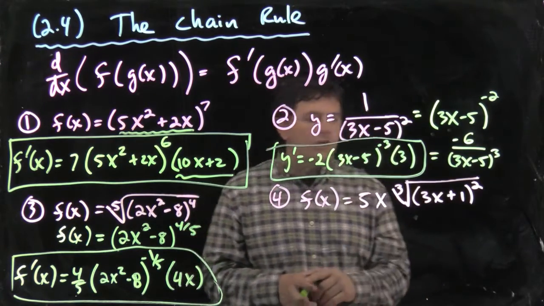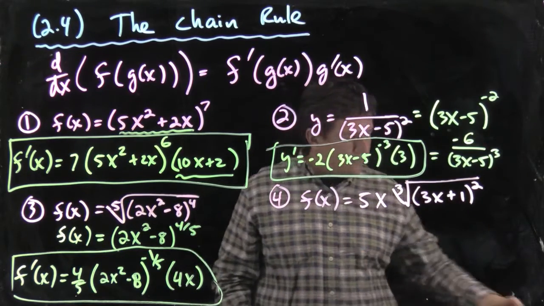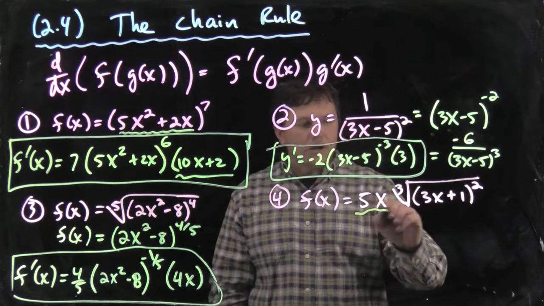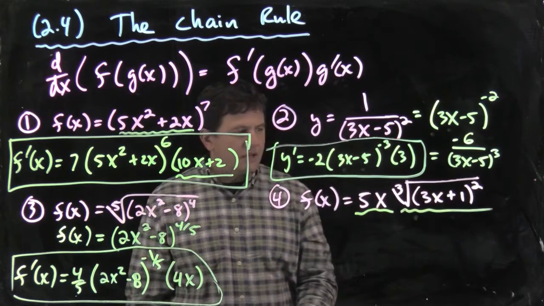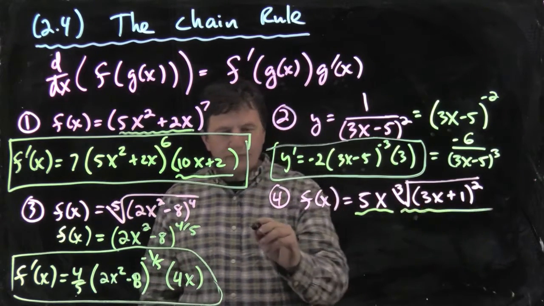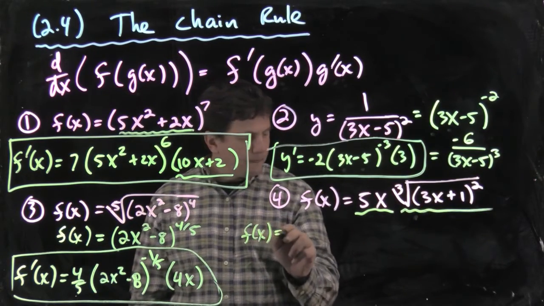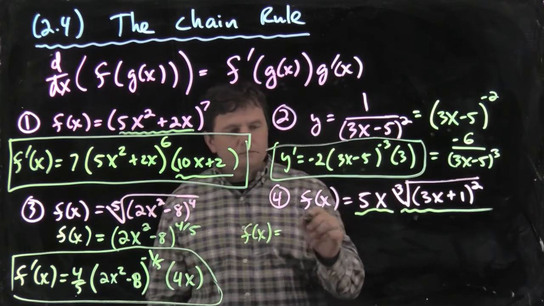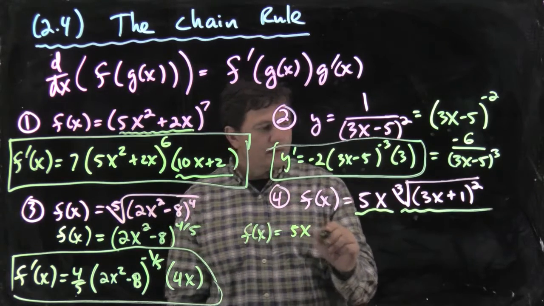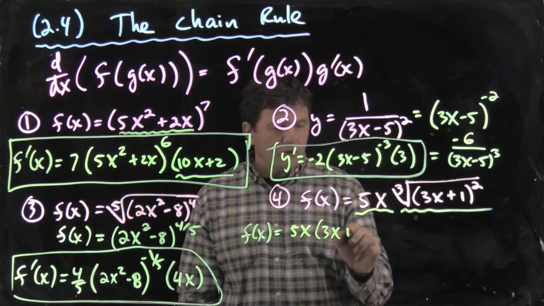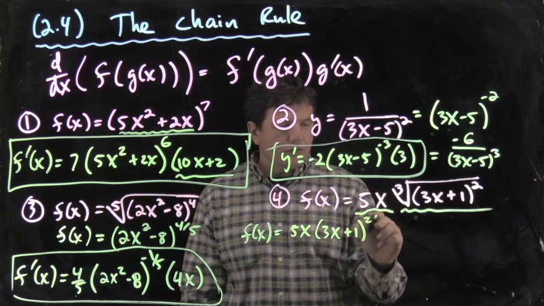In number 4, there's no way around it. I have a product here that I have to deal with. I've got to deal with these as 2 distinct factors. I am going to rewrite this term. So this is going to be 5x and then 3x plus 1 to the 2/3 power.